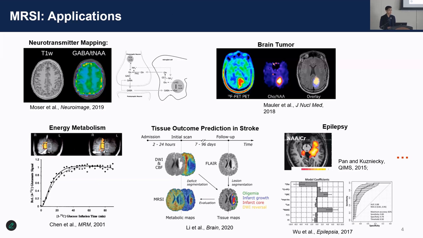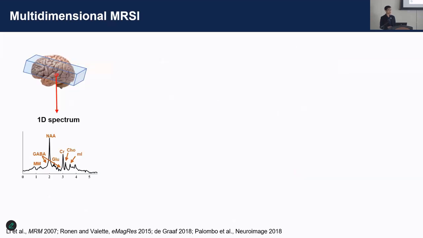For example, in the brain, you can have basic neuroscience studies of the neurotransmission system, as well as many neurological applications, some of which are listed here. Sometimes having a one-dimensional spectrum for each voxel may not be enough, because if you look at this beautiful-looking spectrum, there are peaks coming from different molecules that overlap with each other, making separating them quite challenging. So it's actually hard to achieve the molecular specificity that was promised by in vivo spectroscopy.